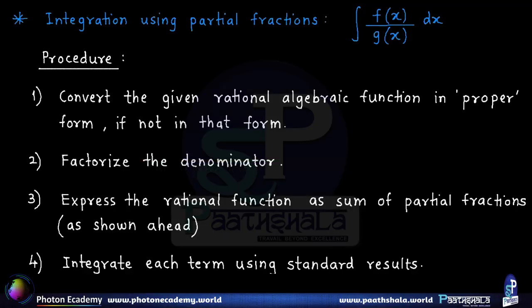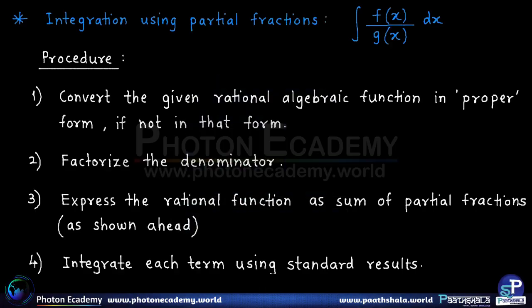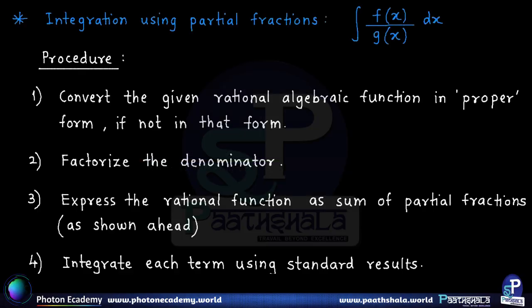Firstly, we convert the given rational algebraic function into proper form if it is not in that form already. By proper form, what we mean is the degree of the numerator, that is f of x, should be strictly less than the degree of the denominator, that is g of x. If it is not so, that means if the degree of f of x is either greater than or equal to that of g of x, then first of all we do the straight division, and then in the resulting expression we will get the algebraic function in proper form. Otherwise it is called improper form.